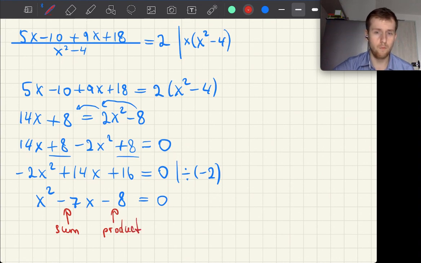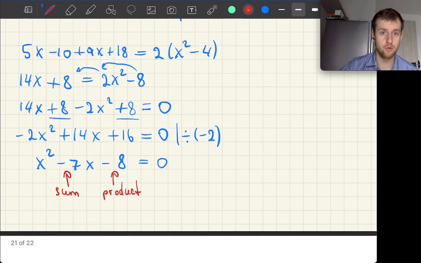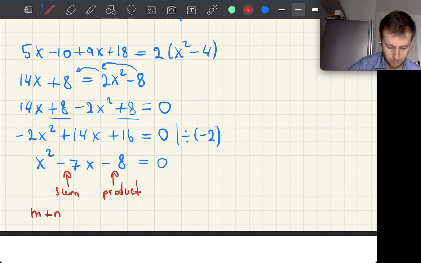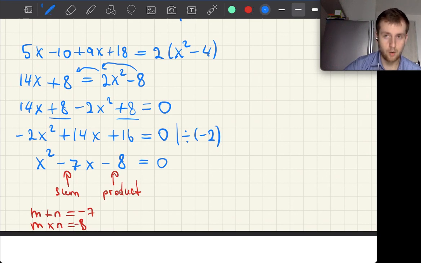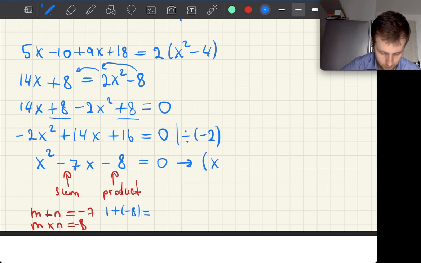And we have to think what two numbers give us this sum and this product. So some number plus some other number equals minus 7, and some number times some other number equals minus 8. So these numbers are, what is it, 1 and minus 8. Yeah, so we're gonna get 1 and minus 8. So 1 plus minus 8 equals minus 7, you can see, right, and 1 times minus 8 equals minus 8. So we can factorize it.